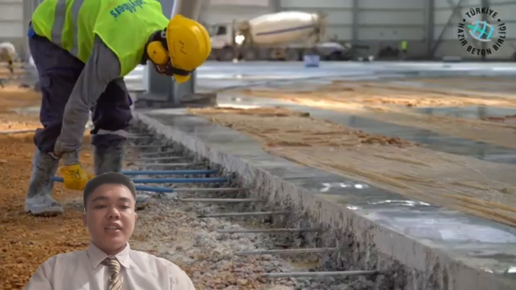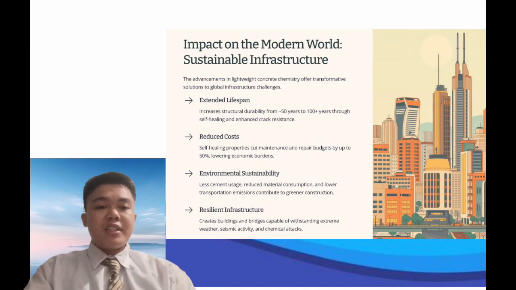Additionally, nanomaterials like nanosilica strengthen the concrete while reducing cement usage, lowering carbon emissions and minimizing the need for reconstruction. Its lightweight nature cuts transportation energy and its enhanced resilience allows buildings and bridges to better withstand earthquakes, harsh weather, and chemical attack. Altogether, this advanced concrete supports sustainability, improves safety, and enables the development of stronger, smarter, and more efficient future cities.